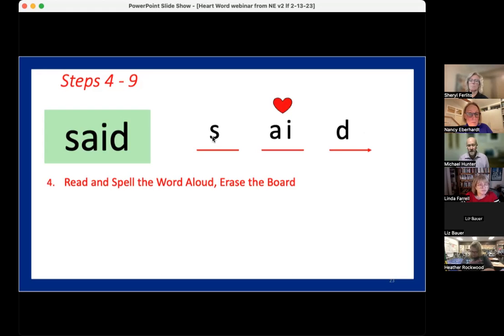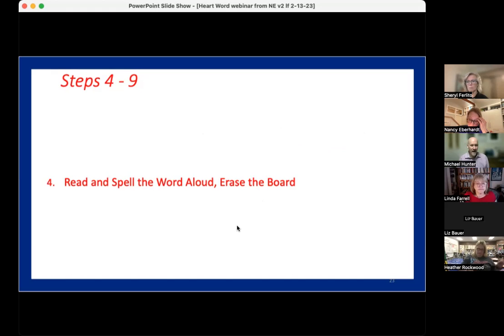So now we're all going to spell and read the word aloud. So we all say S-A-I-D, said. And I actually like to do that 3 times, because this is the first time they're spelling the word. So we would do it 3 times. And then we erase.